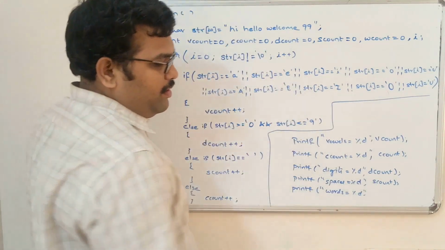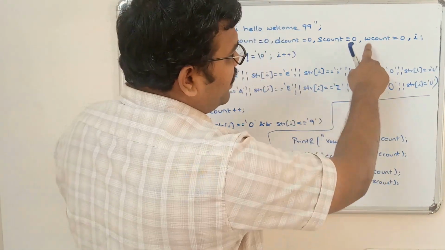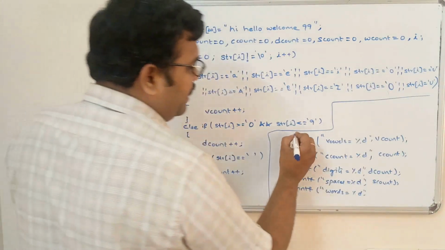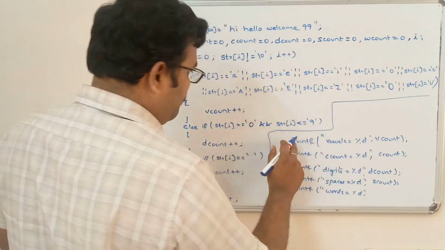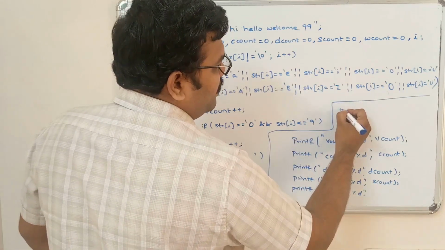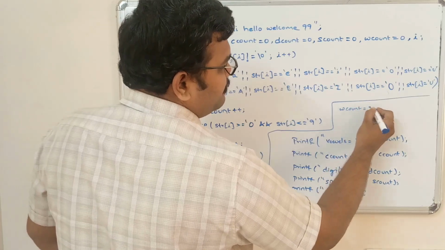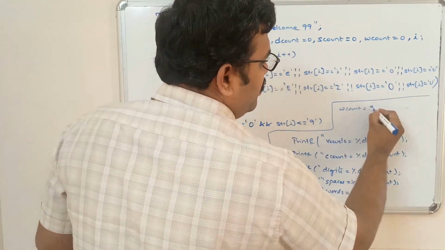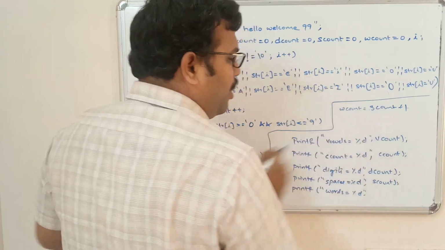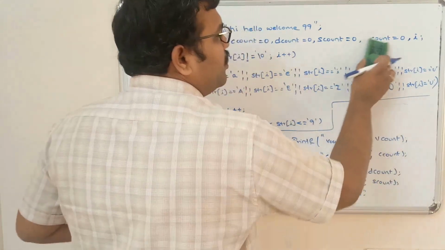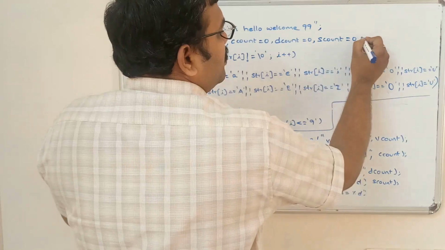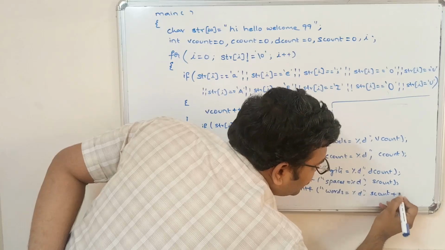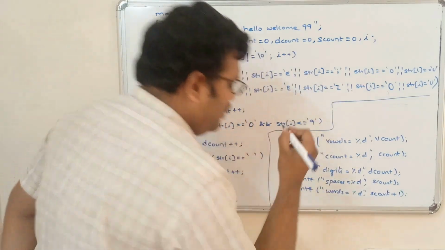Here, instead of writing this is word count, we can directly write S count plus 1, or simply write here. So before writing this printf function, write here word count is equal to space count plus 1, or simply we can write space count plus 1. So no need of taking this word count variable. So comma I. So here we can write here S count plus 1. Close the main function.